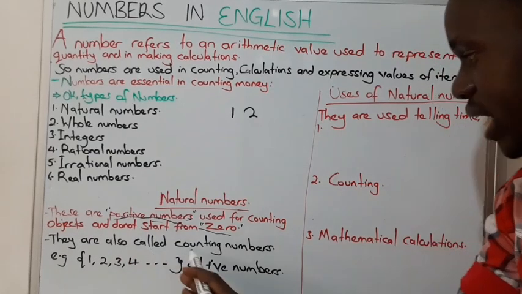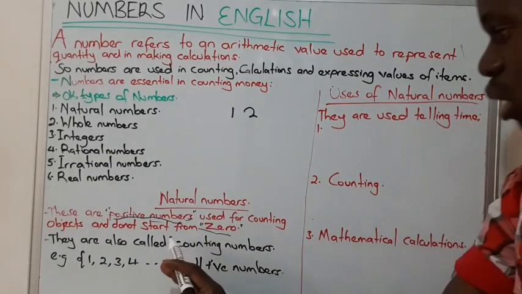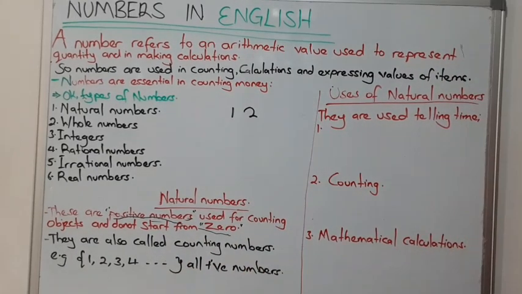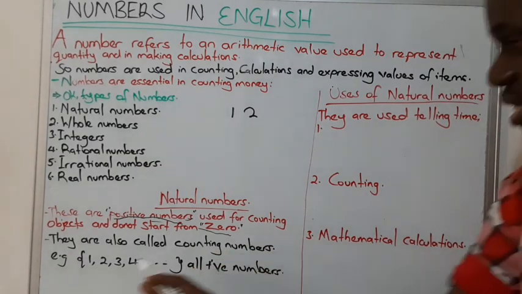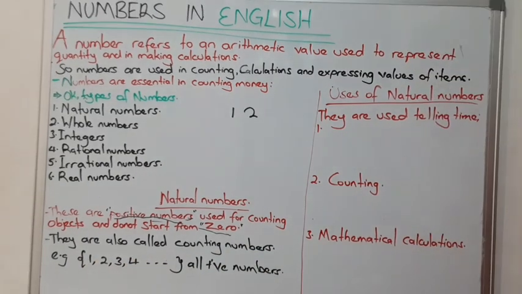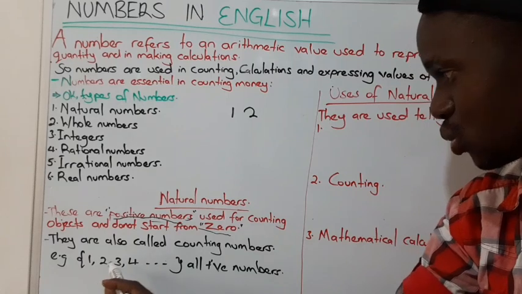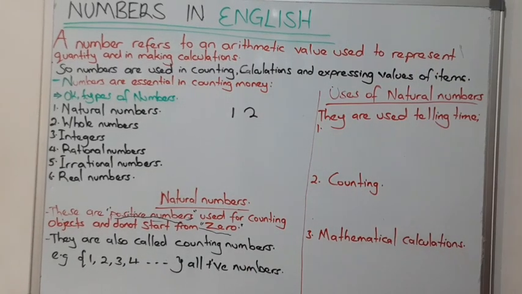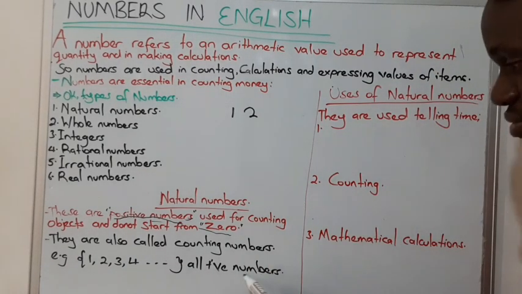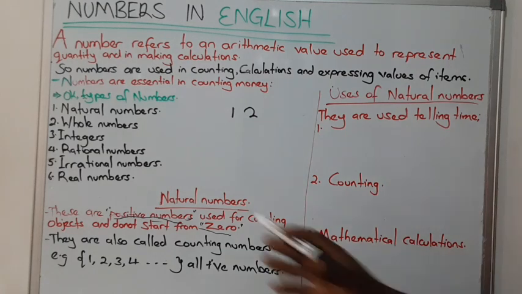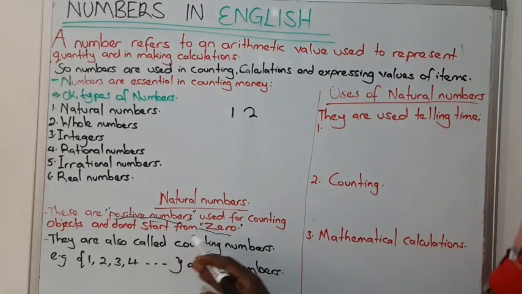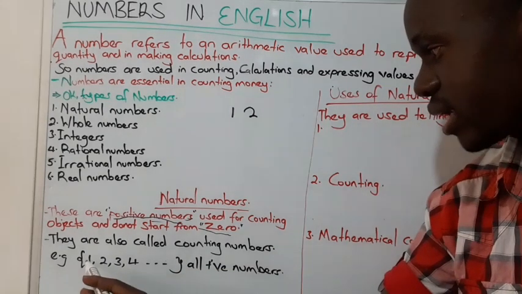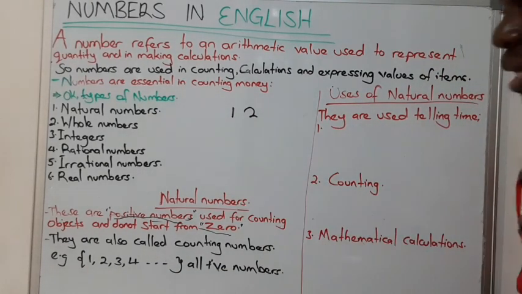These are also called counting numbers. Counting numbers start from 1, not from 0. They go 1, 2, 3, 4, up to infinity, and all are positive numbers. So once we are writing natural numbers, we start with positive 1 and so on. All natural numbers are positive numbers and they do not have a 0 in them.